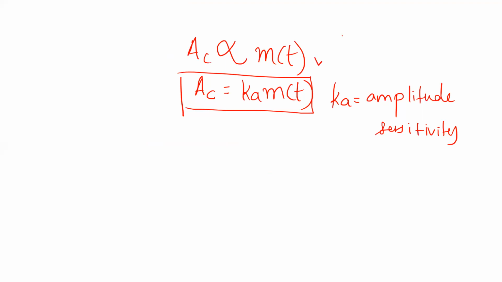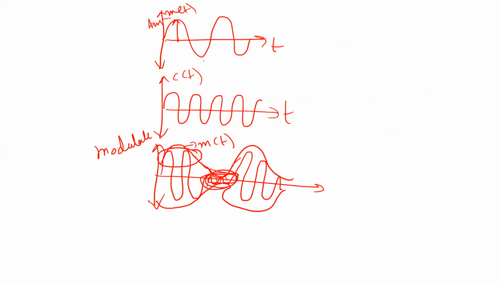So we say that AC is directly proportional to M of T. As the M of T increases, the AC increases. As the M of T reduces, the AC reduces. Fine? Okay. So now we will.